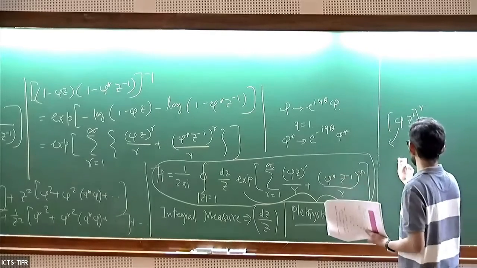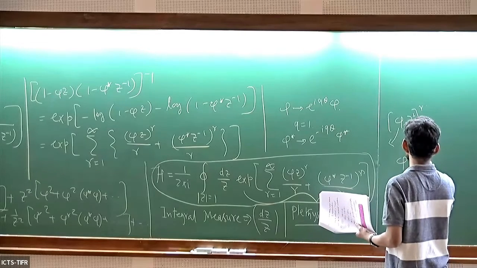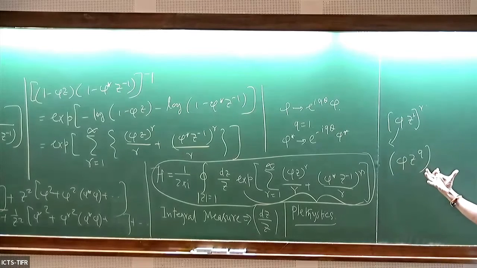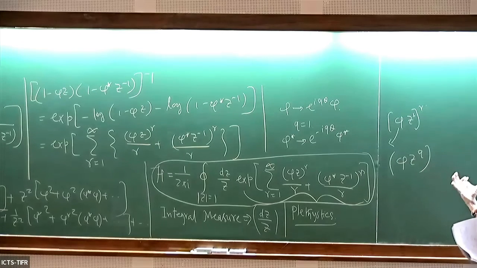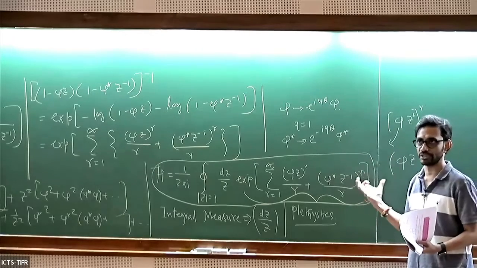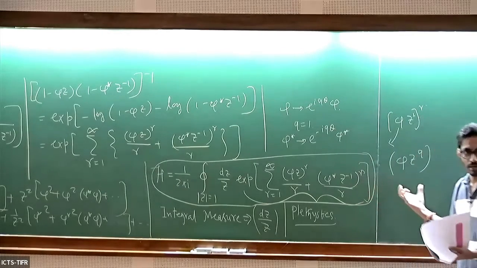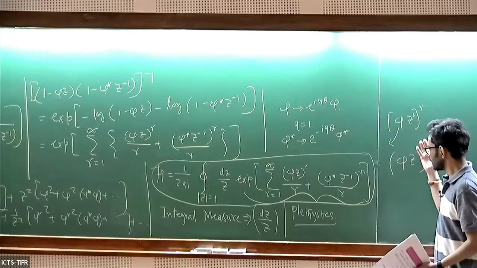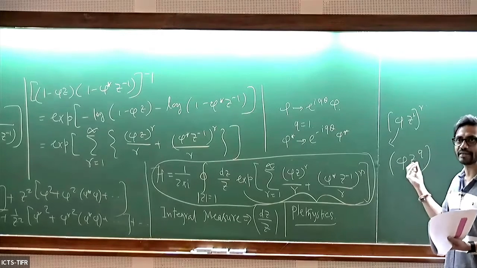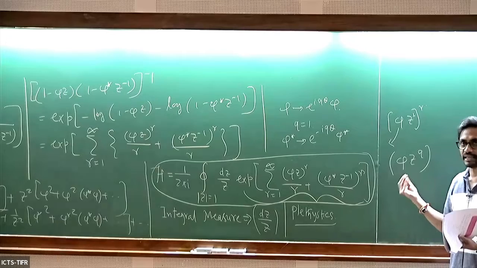Because if the charge is q for phi, it is minus q for phi star. So it seems like phi goes with z to the power q. These kinds of combinations are there. So this is the intuitive way we can extract that information. Now, can we mimic some kind of mathematical properties with this kind of identification? Yes, we can.